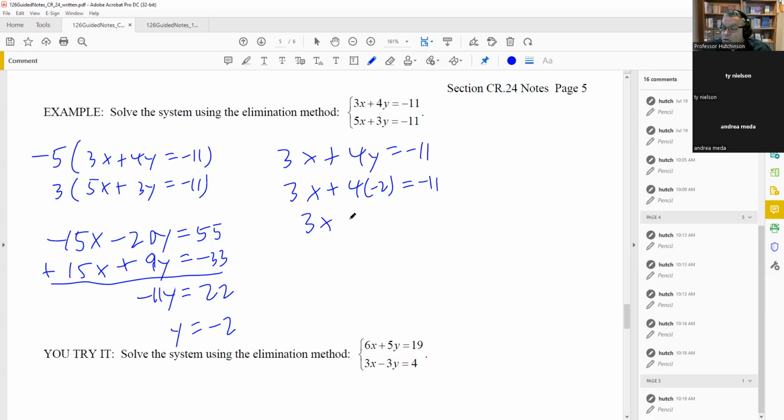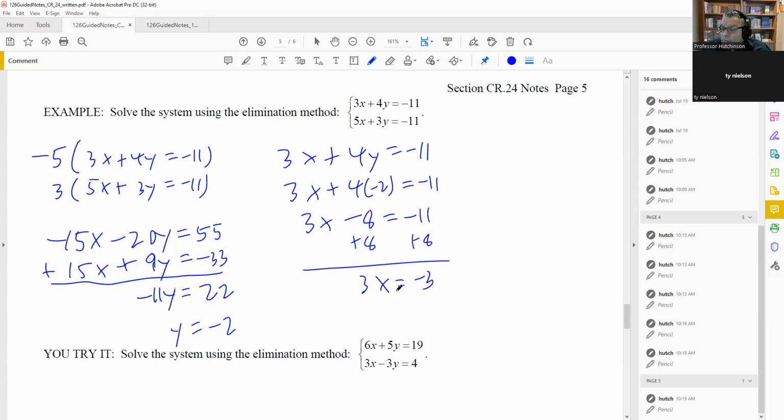So this is going to be 3x minus 8 equals negative 11. We're going to add 8 to both sides. And if we divide both sides by 3, we get negative 1.